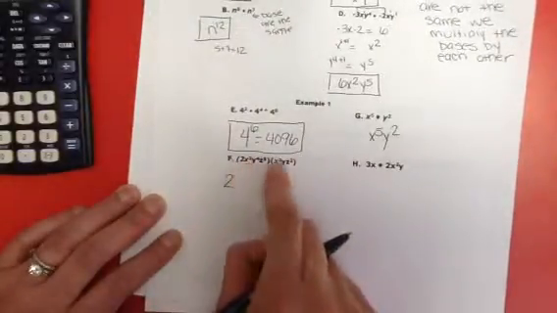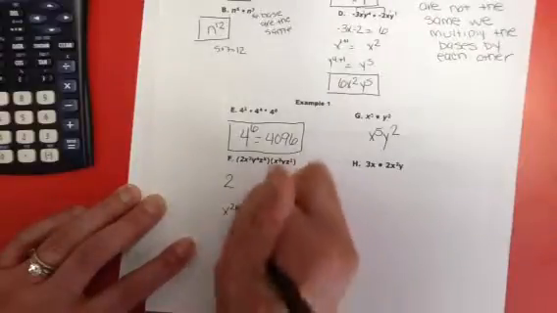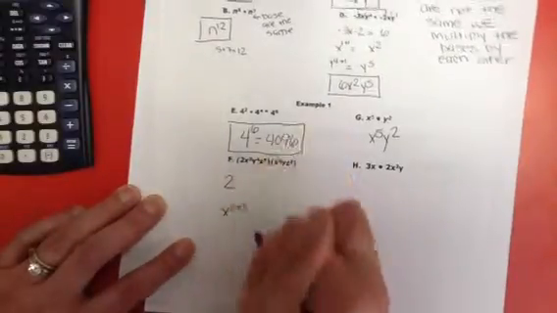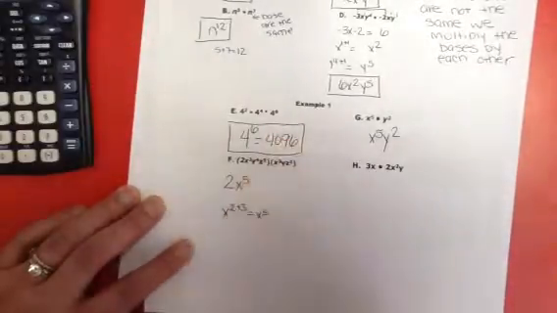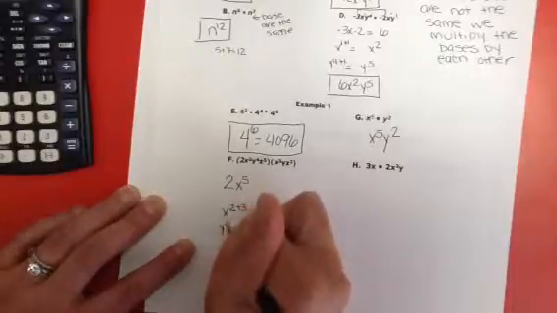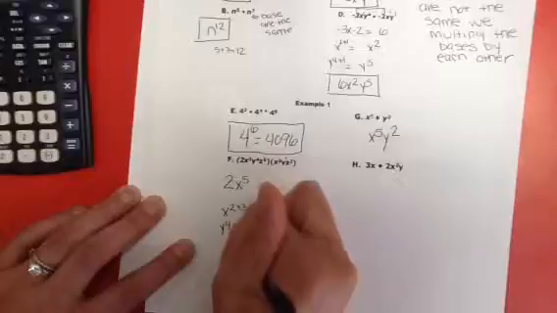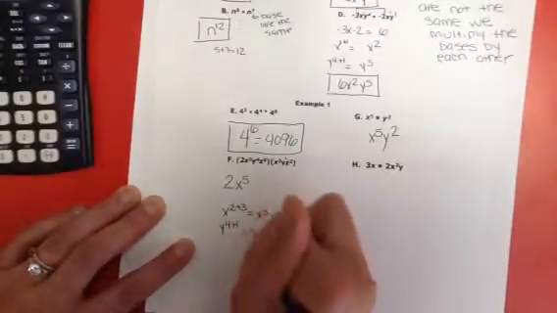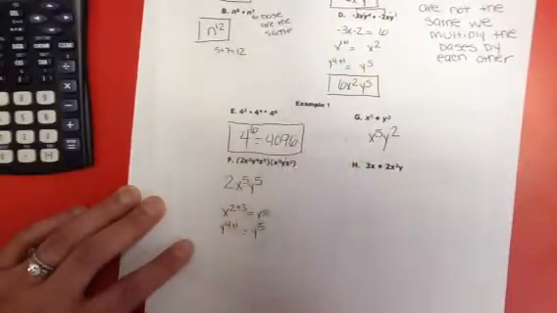Next, I will add my x's together. So I have x squared, then I will add the 3, so that will give me x to the 5th power. Next one, I see the y. I have y to the 4th power, and even though it's by itself, it still represents a 1, plus 1, which equals y to the 5th power. And I plug that up here.